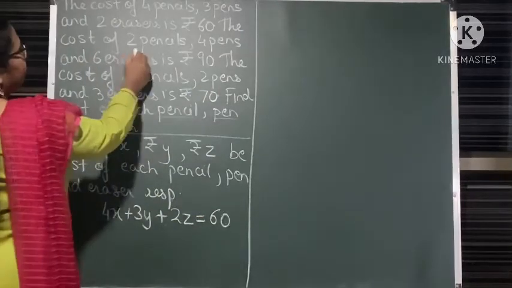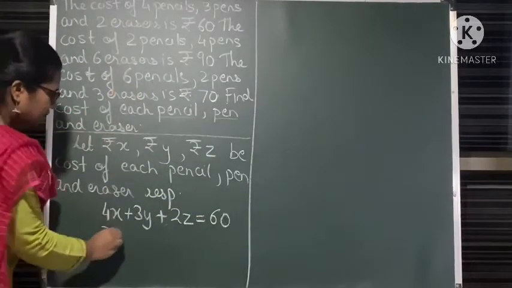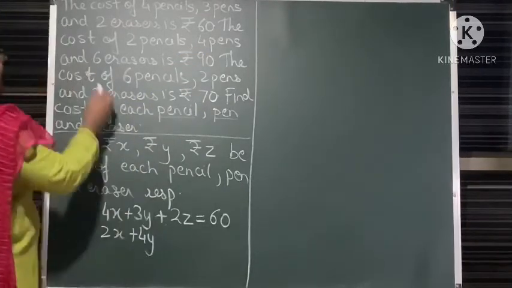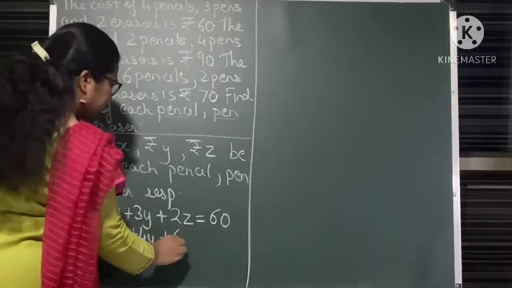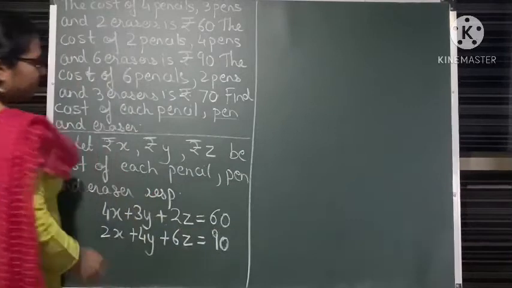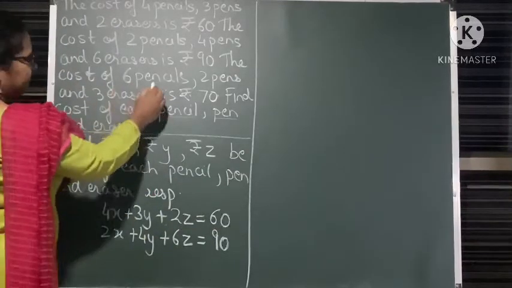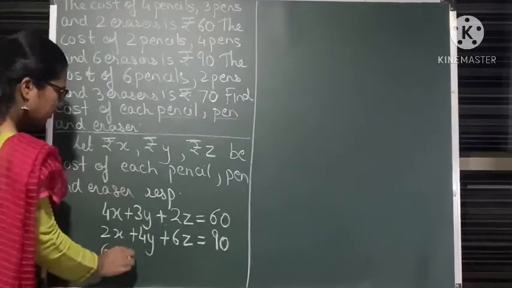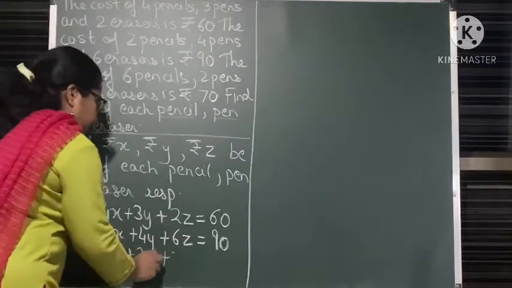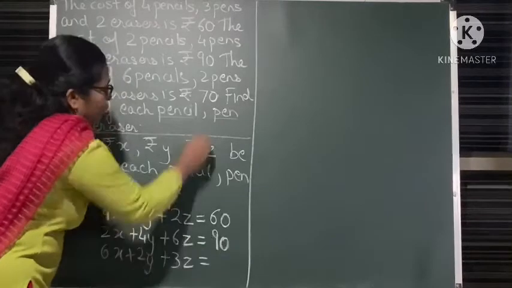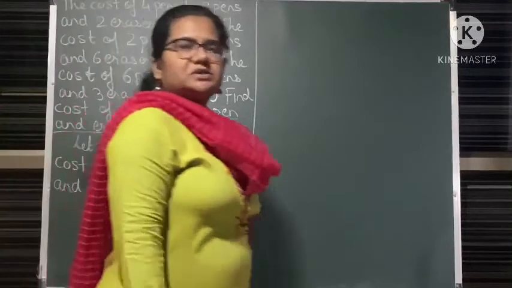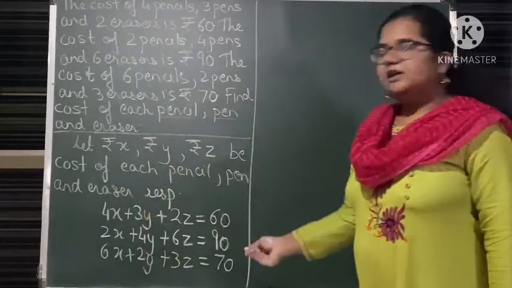Similarly, what will be our second equation? 2 pencils, that is 2X, 4 pens, so 4Y and 6 erasers, so plus 6Z. What is the total cost? Rupees 90. And the third equation will be 6 pencils, so 6X, 2 pens, so 2Y and 3 erasers, so 3Z. What is the total cost? Equal to 70. Understood how to write the equations? So now we have 3 linear equations.